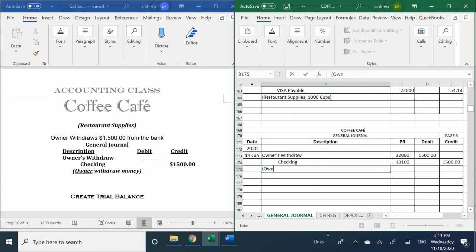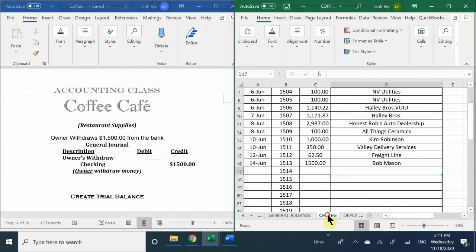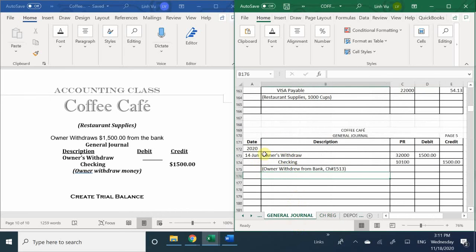Okay, so owner withdrew from bank, check number 1513, was it? Yeah, 1513. Okay. And good. So now that we completed our journal, we have the owner's withdrawal. We're taking it away from our checking account. We wrote our check. Now let's go ahead and do our general ledger.